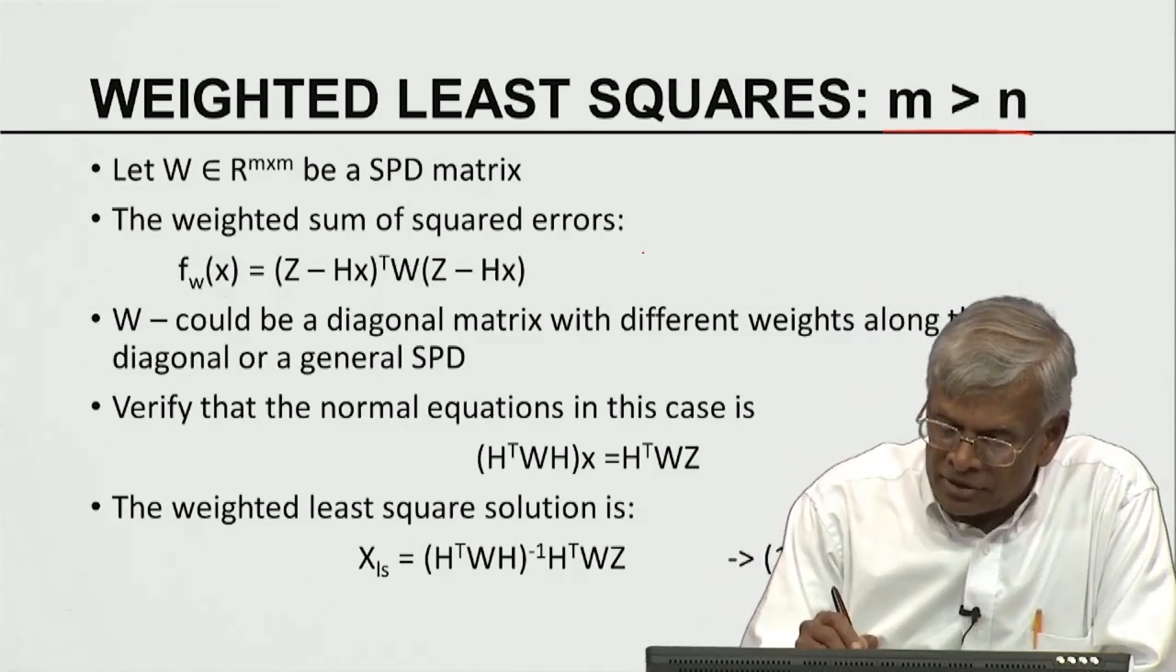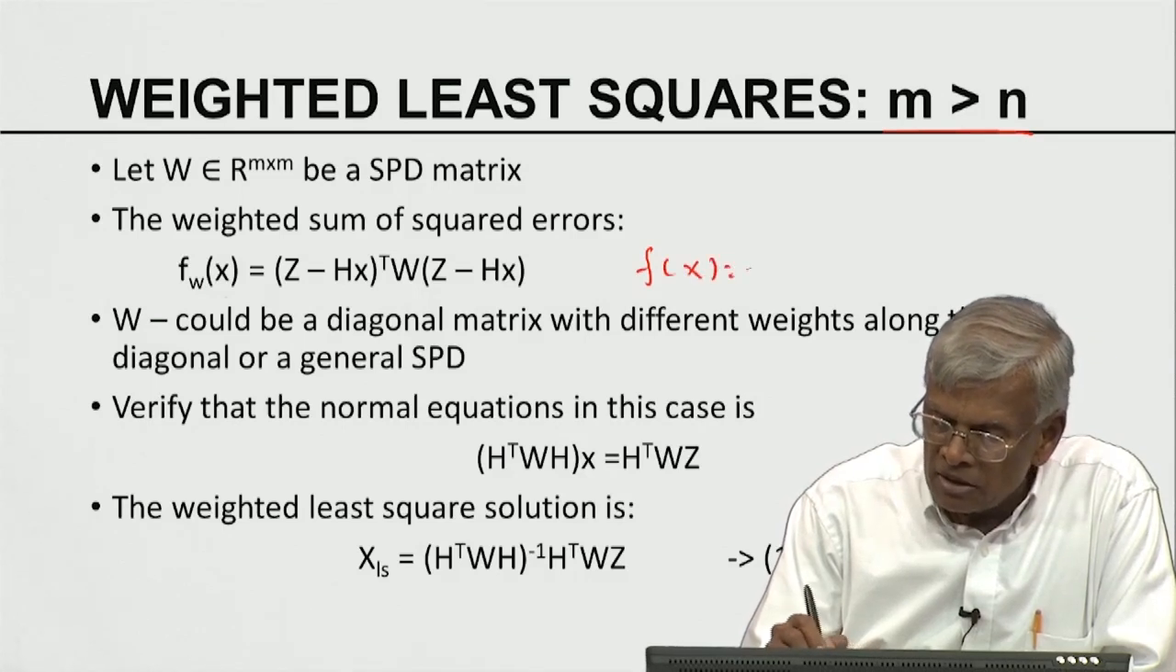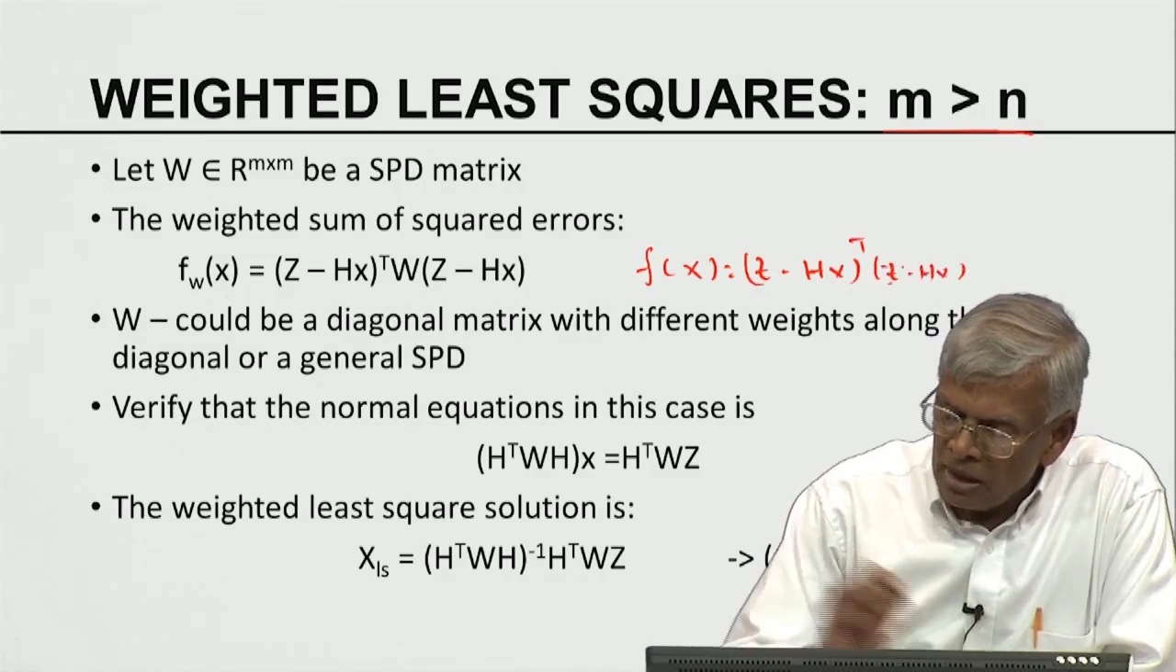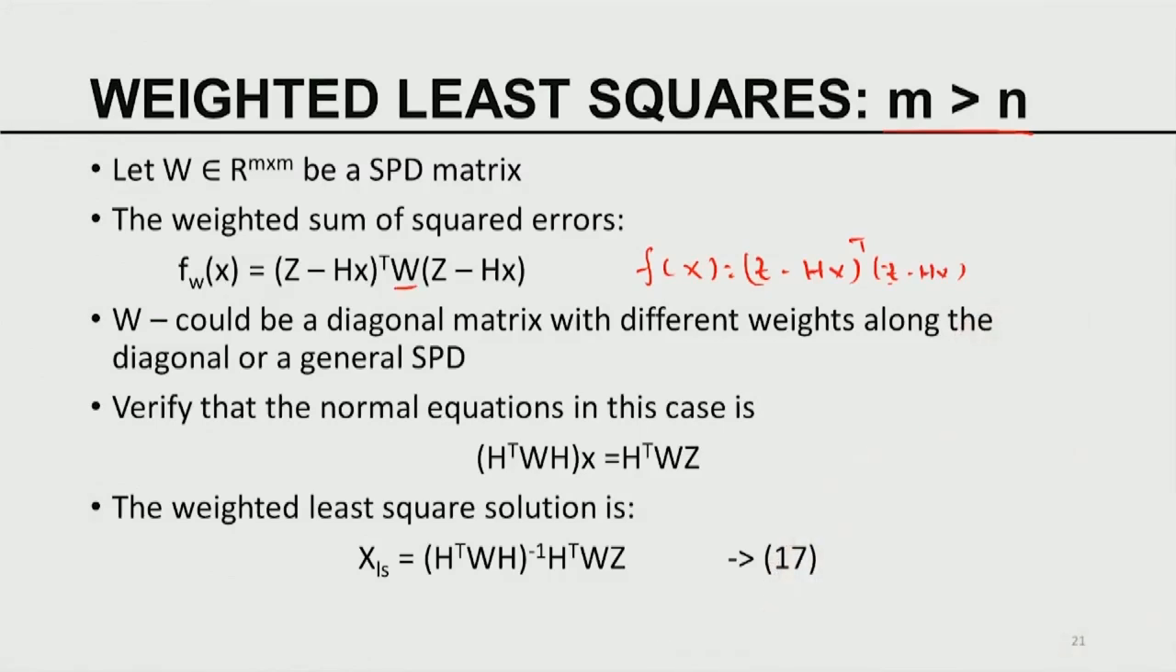So earlier we had considered f of x is equal to z minus h of x transpose z minus h of x. In here I am interposing a matrix W in between. So when W is equal to I, the weighted becomes unweighted. I hope you see the difference between the weighted and unweighted. So in order to emphasize the notion of the weight, I am now putting a subscript w: f of w of x. So f of w of x is the weighted sum of squares of the residuals.